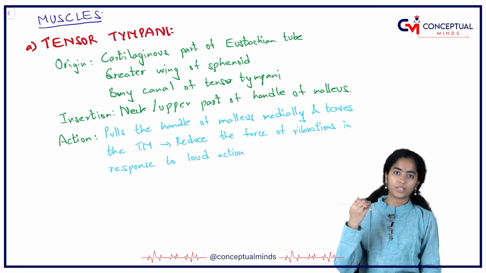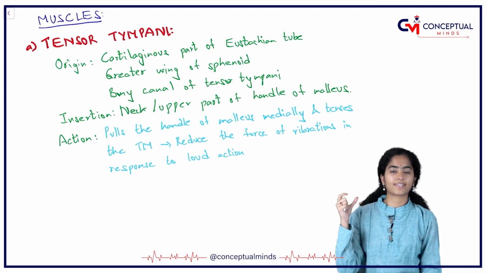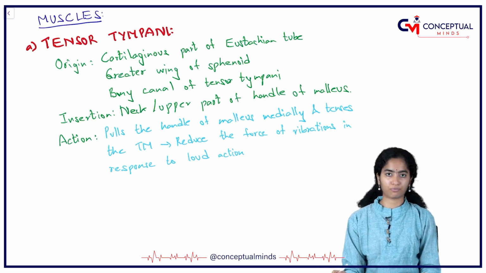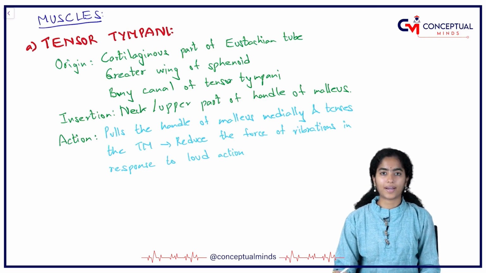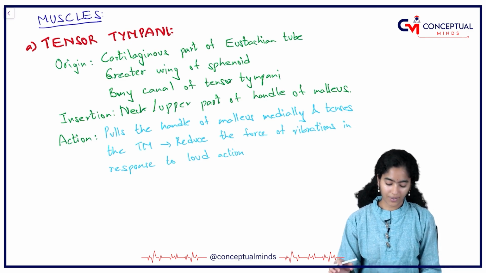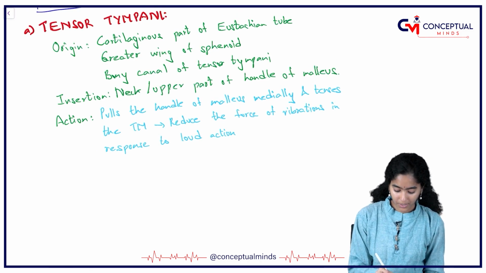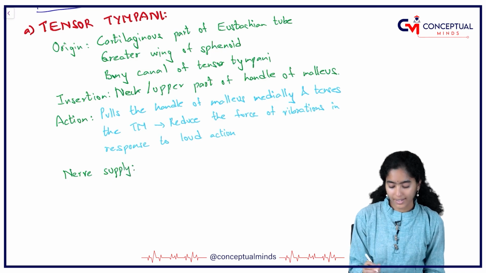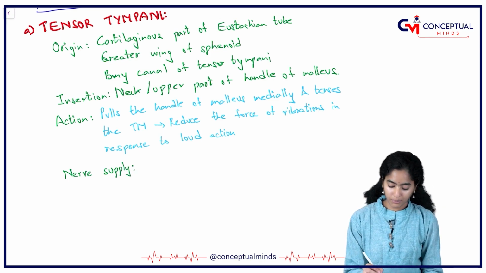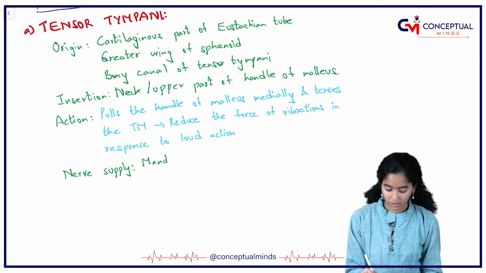It's a muscle originating on the anterior side. It is running posteriorly. It is inserting on the handle of malleus, upper part of handle of malleus. And when it contracts, it pulls the handle of malleus medially, tenses the tympanic membrane and reduces the force of vibrations. Final point is about its nerve supply. It is a first arch muscle, so it is supplied by mandibular nerve. Mandibular nerve is a trigeminal nerve branch. Third branch of trigeminal cranial nerve, mandibular nerve, V3.